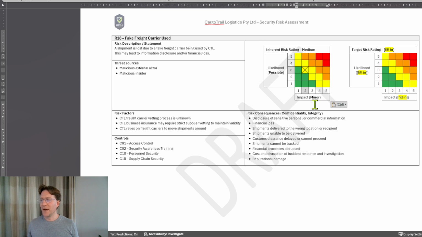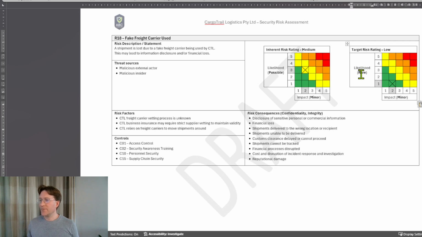We're assuming a minor impact similar to the invalid invoice being paid. It would be ideally a one-off incident that this happened. Any particular freight carrier being used for one particular shipment is not going to be a huge issue overall for CTL since logistics companies go by volume to make their money. So we're looking at an inherent risk rating of medium. Then, like the invalid invoice being paid, we're looking at a likelihood of rare, an impact of minor.